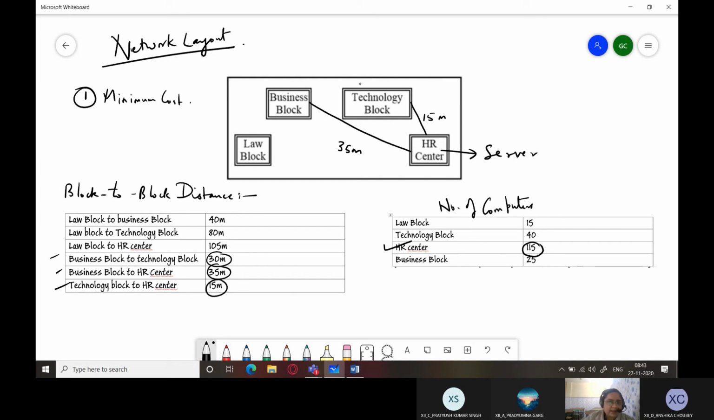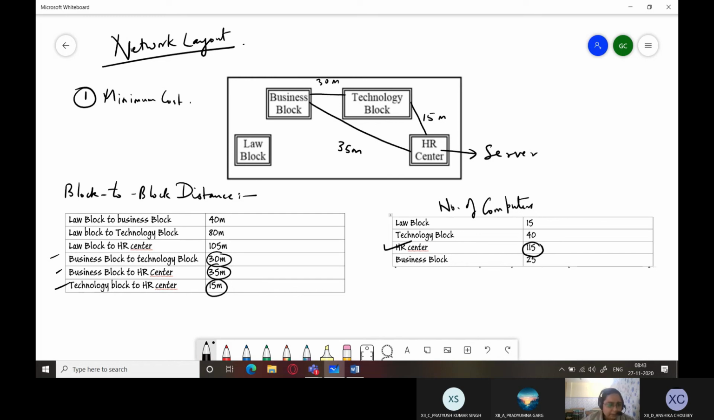Now business block to technology block, that is 30 meters, which is not needed. If these two are already connected, do we need this? We don't need this, right? Okay. Still, I'm going to write it for the time being. Let's see how the minimum cabling cost is going to come out.